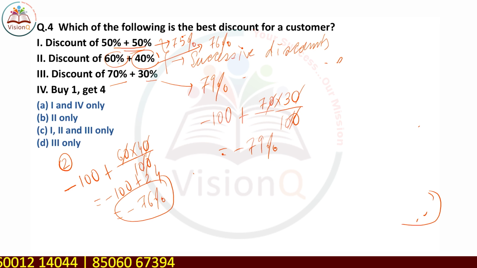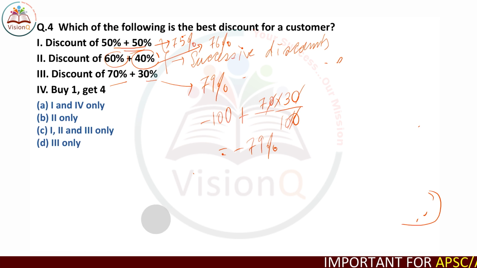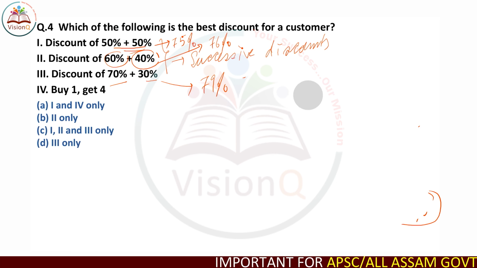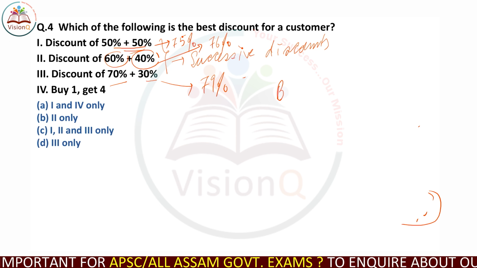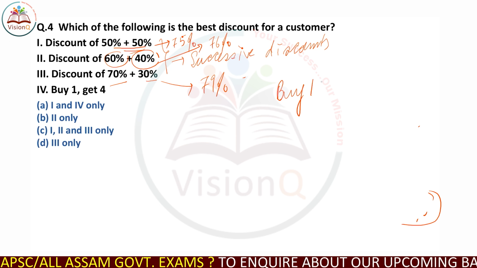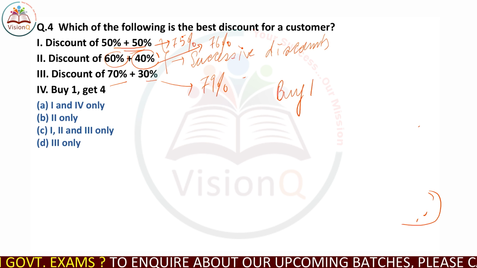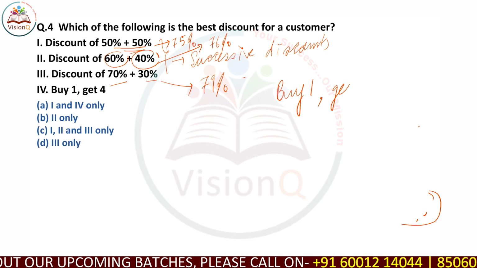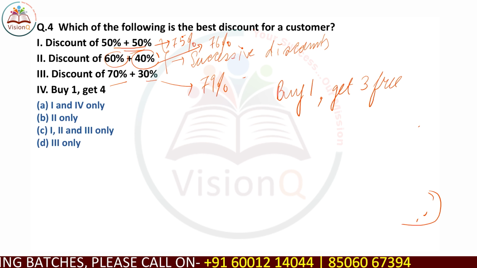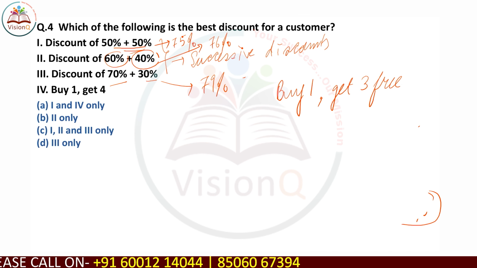Then come to the last one, case number 4. What is it? Buy 1 get 4. In case of buy 1 get something, what to do? Buy 1 get 4 means the customer is paying the price of 1 article but getting 4 articles. So can I say he is getting 3 articles free? Yes. Buy 1 get 4 means buy 1 and get 3 free.